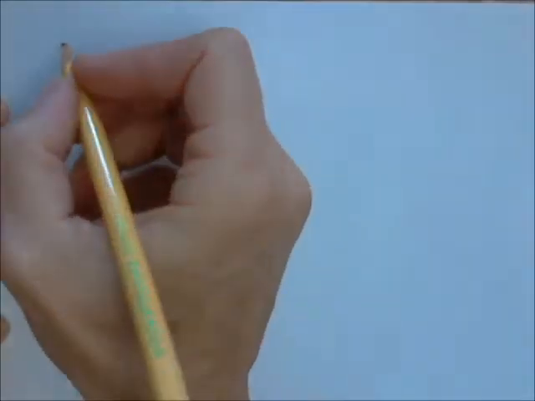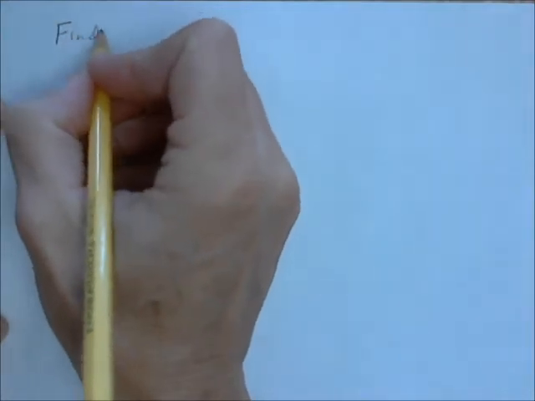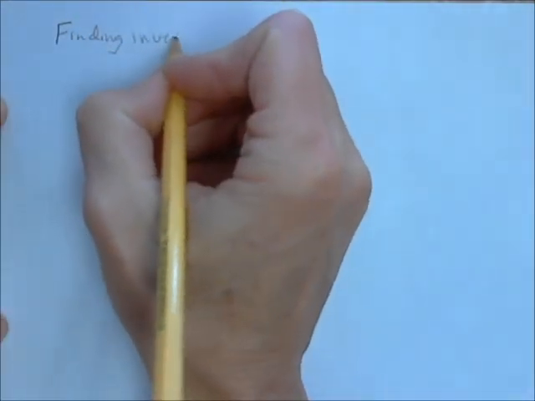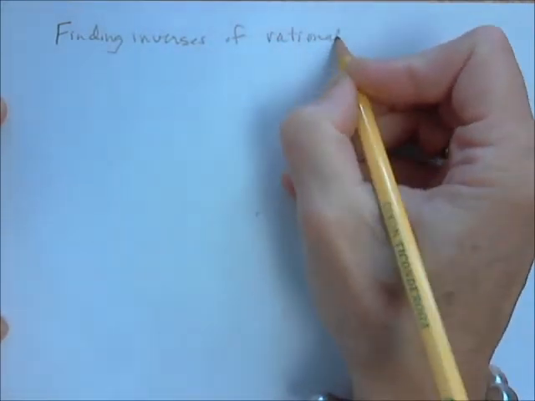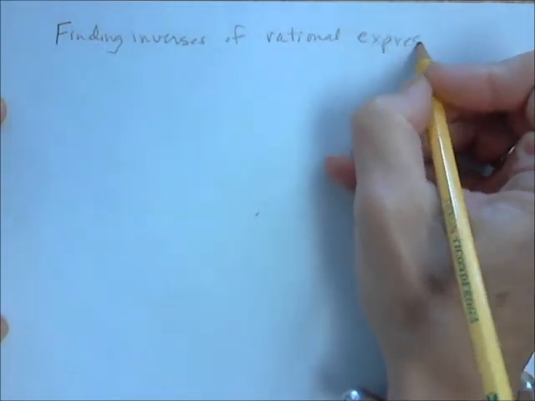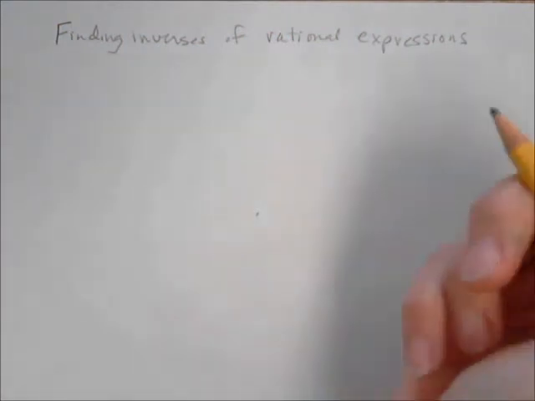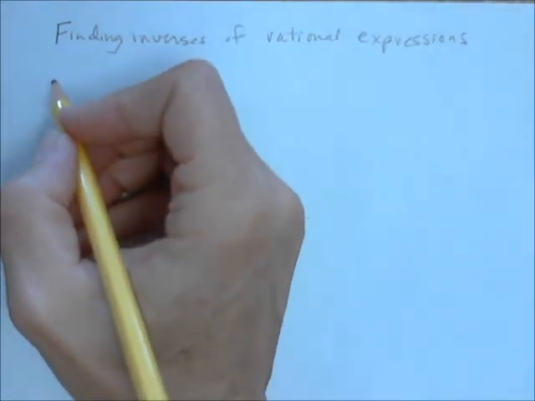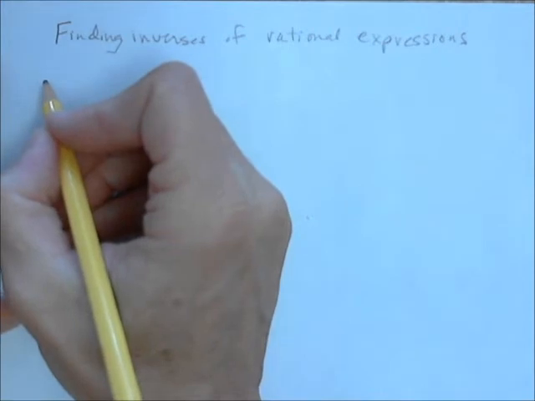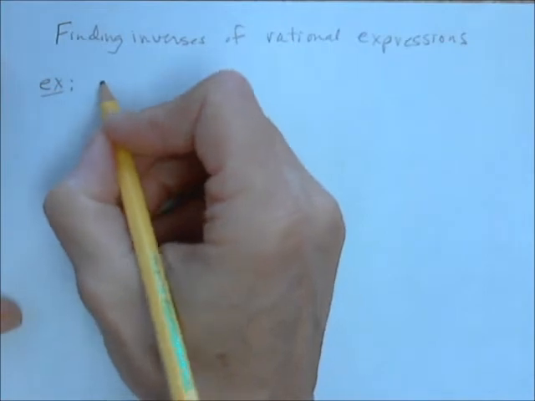Today's lesson is on finding inverses of rational expressions. A rational expression is nothing more than a fraction with polynomials in either the numerator or denominator. So there's a four-step method in order to find these, and I'll just get started with a specific example. I think that's the best way to show you how to do these.